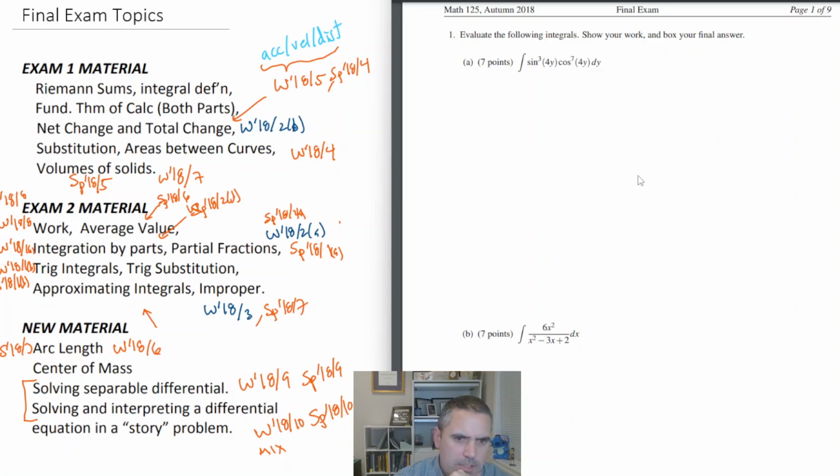This is fall 2018, trig, fall 18. Question 1. We have, looks like a partial fraction, but it needs to be reduced first. So that's fall 18, 1b.